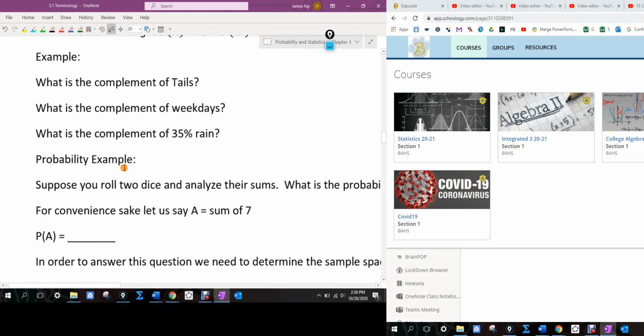All right, so what's the complement of tails? Heads. What's the complement of weekdays? Weekends. What's the complement of 35% rain? 65% what?